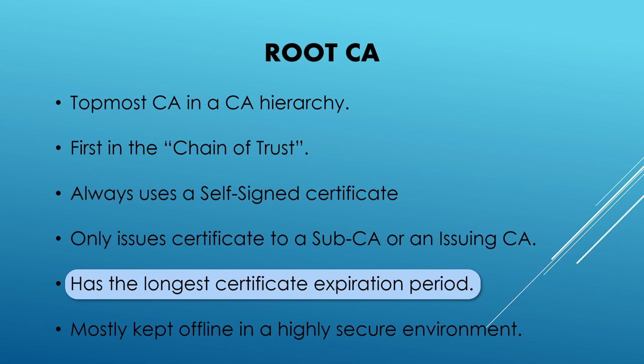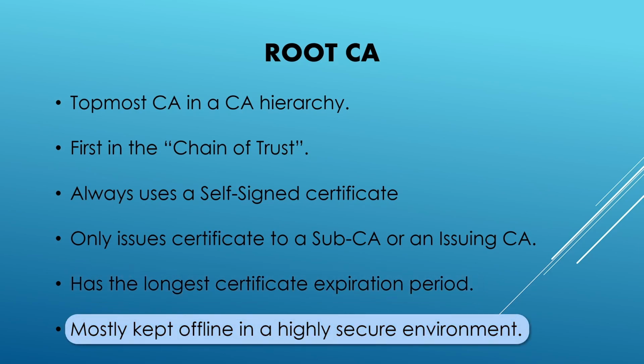Once a root CA certificate expires, it is not an easy process to correct the entire trust chain. Now that's one reason why a root CA certificate usually has a long expiration period. The validity period of a root CA certificate could be anywhere between 5 years to 30 years, or maybe even more. And because root CA is the most critical component in a chain of trust, a root CA operates in a highly secure environment and is mostly kept offline or isolated.